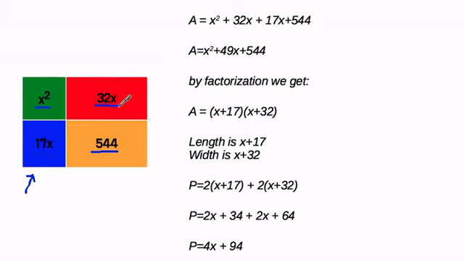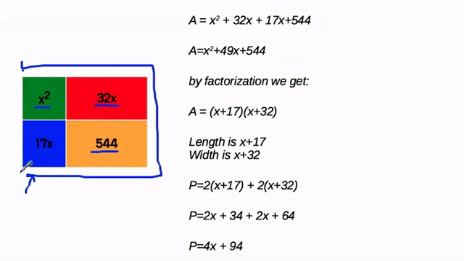All right. So we want to get the perimeter, not of each little shape, but of the whole rectangle. So that means that I need to get the area of the whole rectangle, not just one of them. So to get the area of the whole thing, I gotta add the little areas. This little shape is gonna be x squared. And this other shape is gonna be 32x, and this one is 17x. And the other one is gonna be 544.